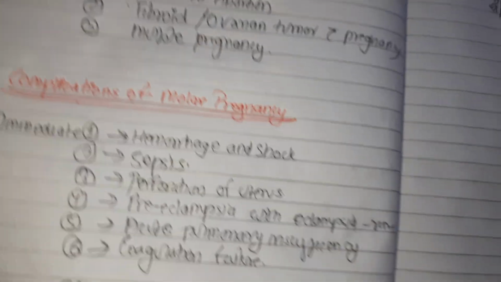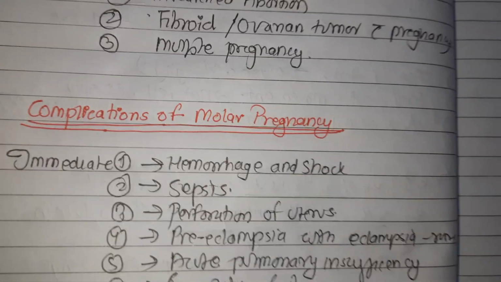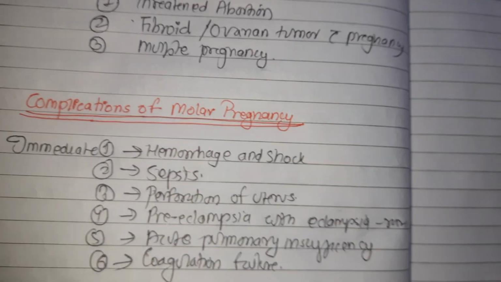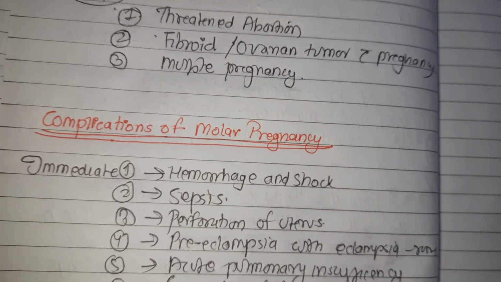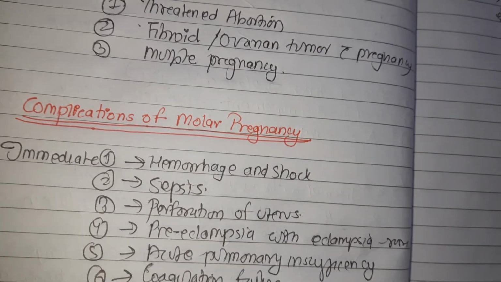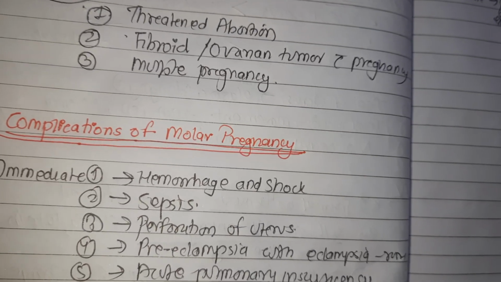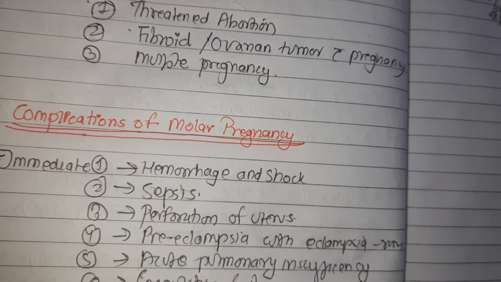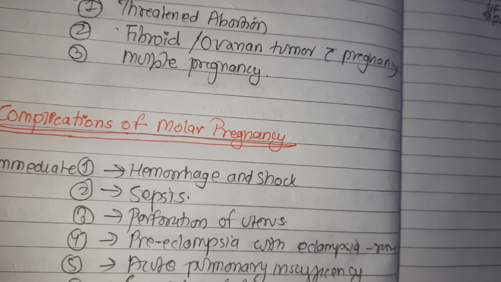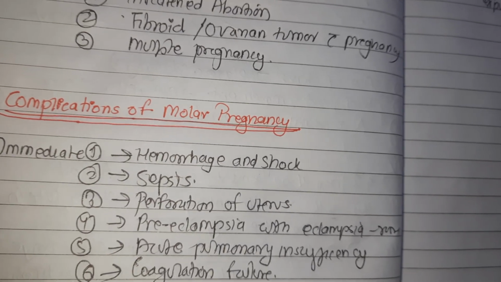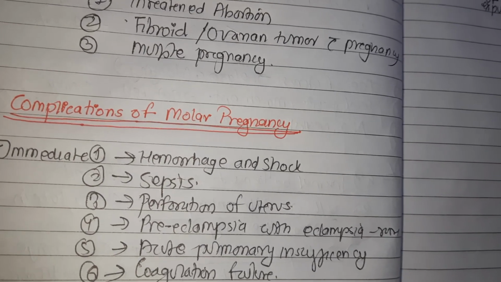Now we will see the complications of molar pregnancy. The immediate complications are, one, hemorrhage and shock. The causes of hemorrhage are the separation of vesicle from the attachment of decidua. The hemorrhage may be concealed or revealed. Massive intraperitoneal hemorrhage can be the first feature of perforating mole, and hemorrhage can occur during evacuation of the mole due to atonic uterus or uterine injury.